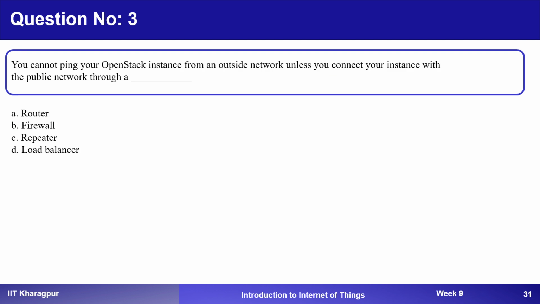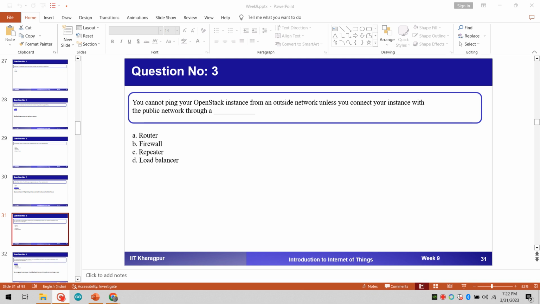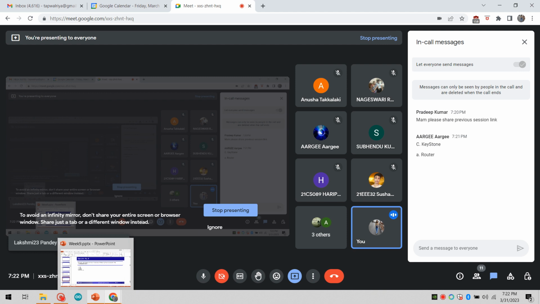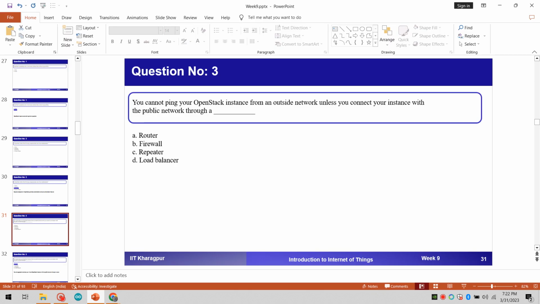The next question is: you cannot ping your OpenStack instance from an outside network unless you connect your instance to the public network through a, options are router, firewall, repeater, load balancer. Router. Okay, anyone else? Others also reply, please. You can check your notes also.